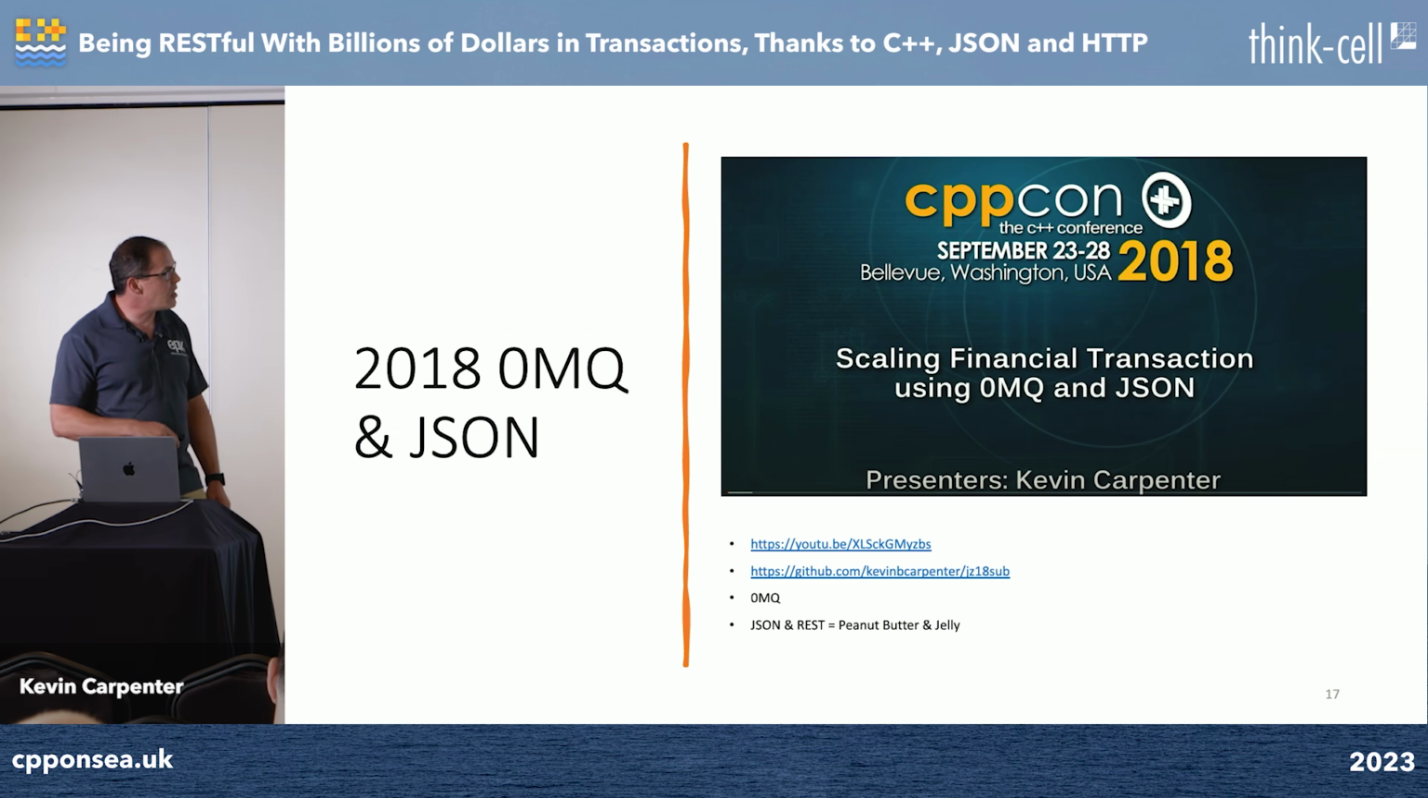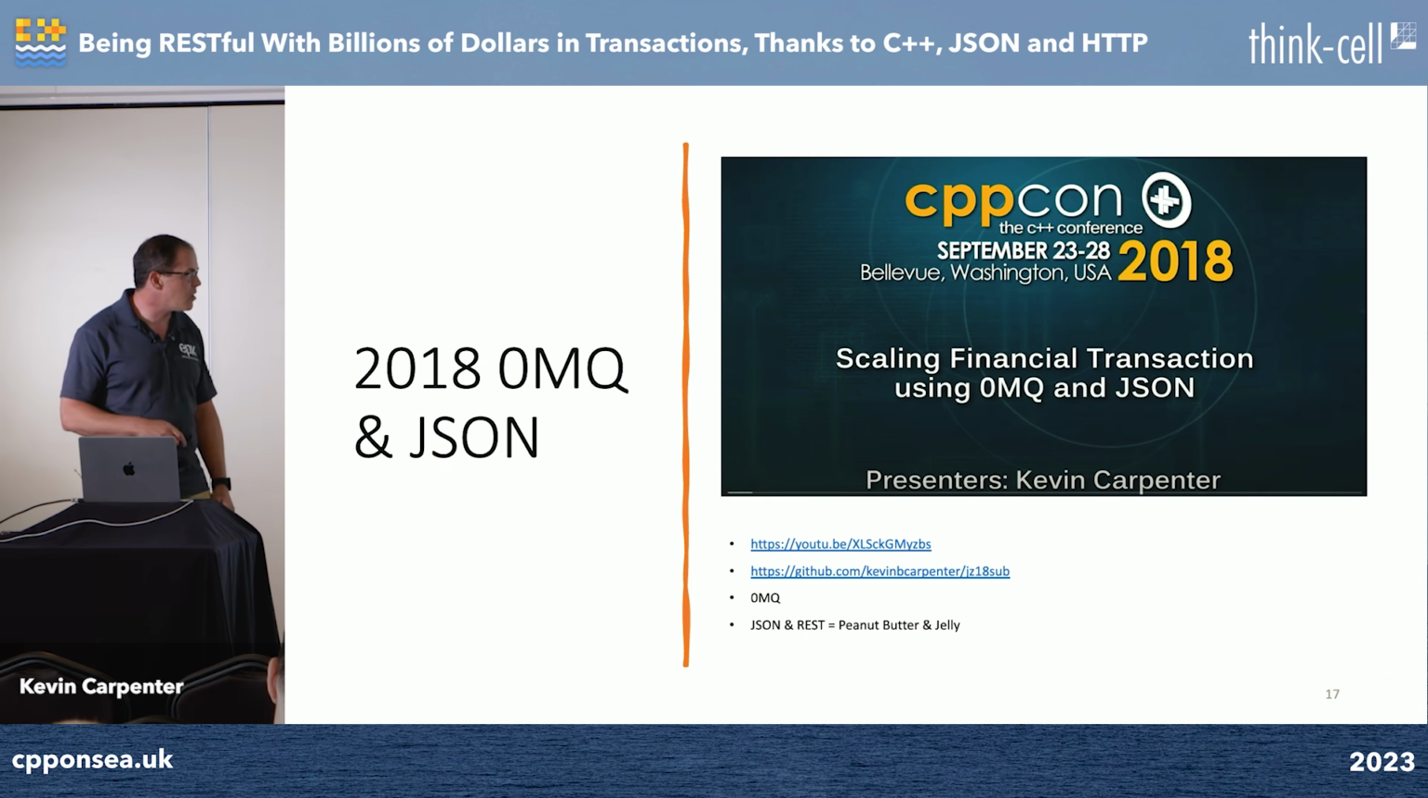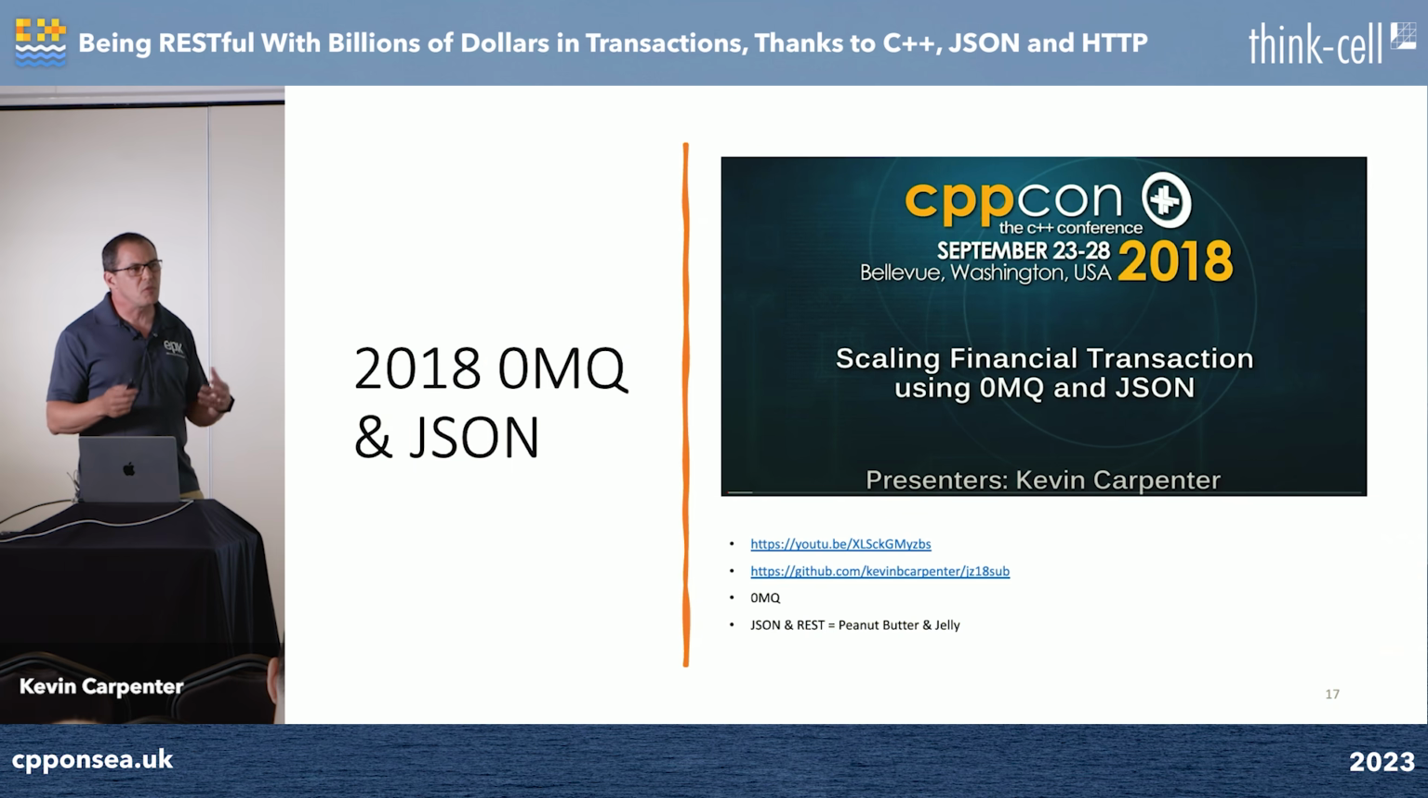All right, so in 2018, I did a talk at CPPCon called Scaling Financial Transactions Using 0MQ and JSON. Those are the links there if you want to watch it. 0MQ is a message queuing protocol. It is really fast for passing messages back and forth. It's a reasonably compact library compared to some of the others, I think RabbitMQ is one of the other ones that was out there that we considered.